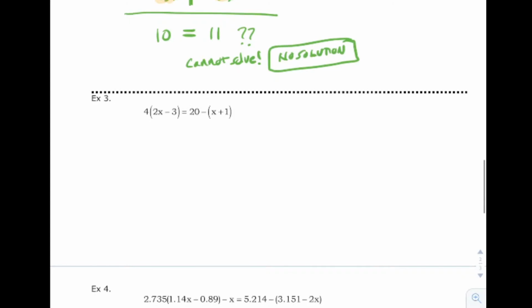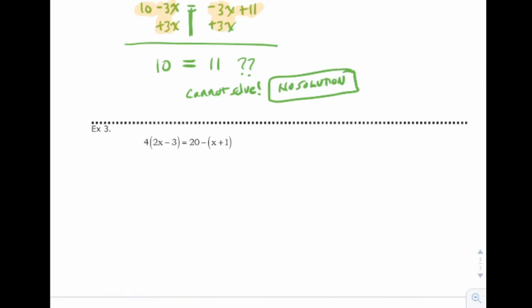Well, let's hope we don't get that unlucky on this one. This one's a little more complicated. We got parentheses, so we're going to do the parentheses first. This is where the distributing goes. 4 times 2x is 8x. 4 times a minus 3 is a minus 12. Equals, here I've got 20. Just slip it down for now. And remember that this minus in front does have to distribute. That becomes minus x. And minus times positive is minus 1. Maybe you can think of this as a minus 1 in front. So the minus 1 times the plus 1 gives you the minus 1.